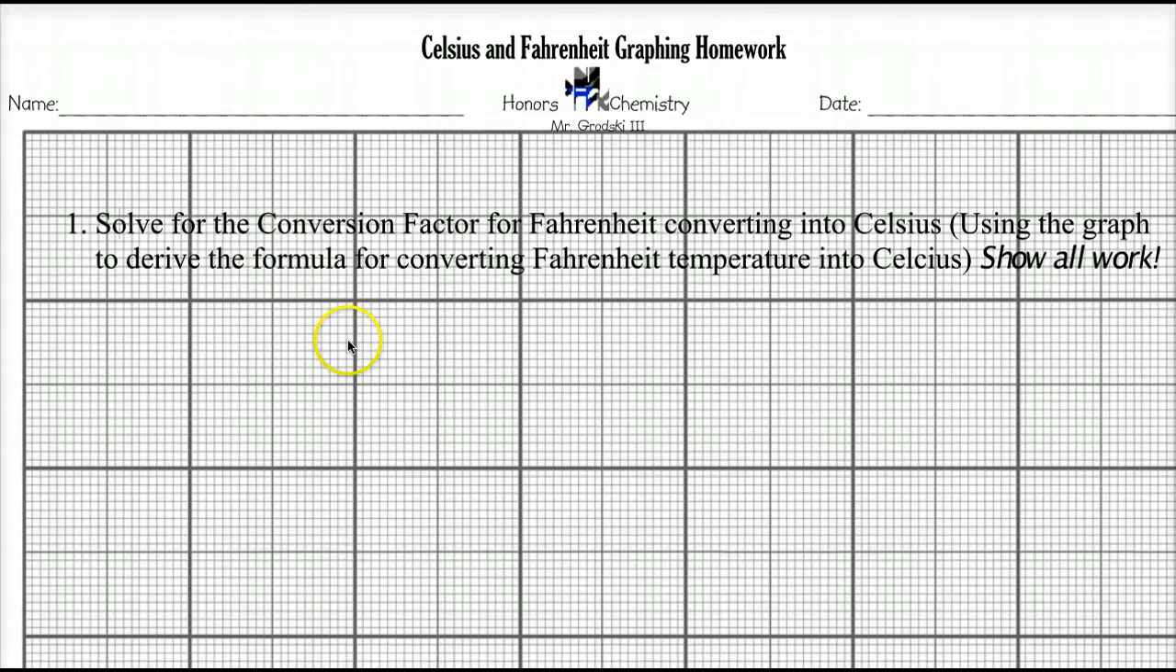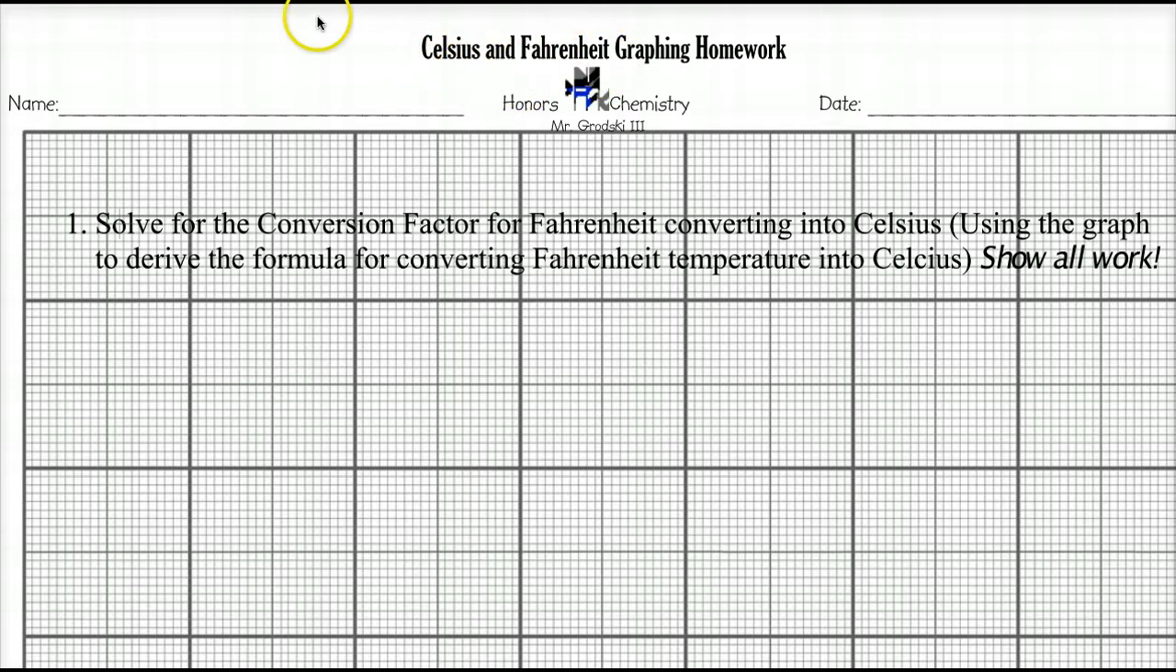In this homework assignment that's going to be collected for a quiz grade, I'm asking you to connect Celsius temperatures with Fahrenheit temperatures using linear algebra. We're going to use linear algebra to figure out the formula for how to convert a Celsius temperature into a Fahrenheit, or I should say a Fahrenheit temperature into a Celsius. And once you have one formula, you can derive the other.